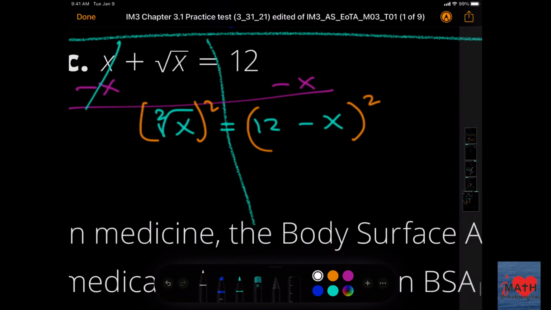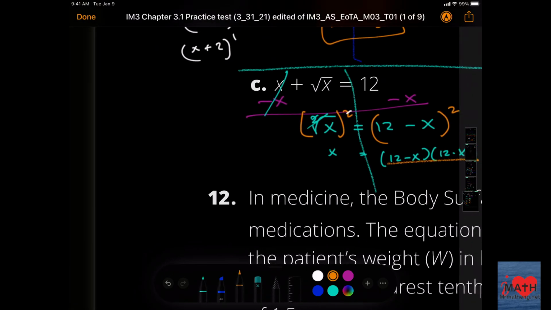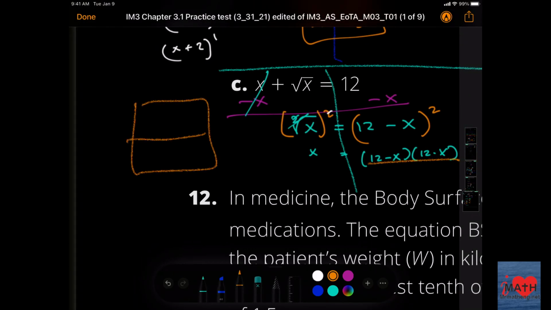Boom, boom, boom. Gone. So you're just going to be left with x on this side. Okay, 12 minus x squared means there's 2 of these. Yes? So this is going to be multiplying with FOIL or our box. Are you following me? 12.